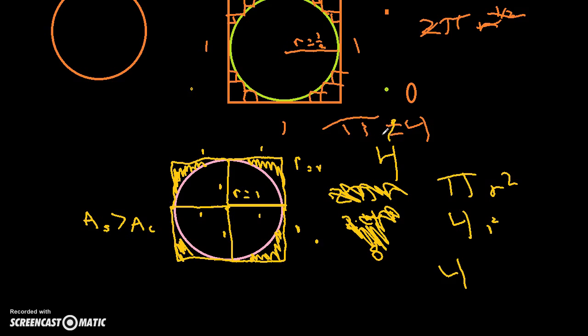So pi is actually equal to something close to 3.14159, something like this. And if you're wondering why it equals this, I will do that in the next video.